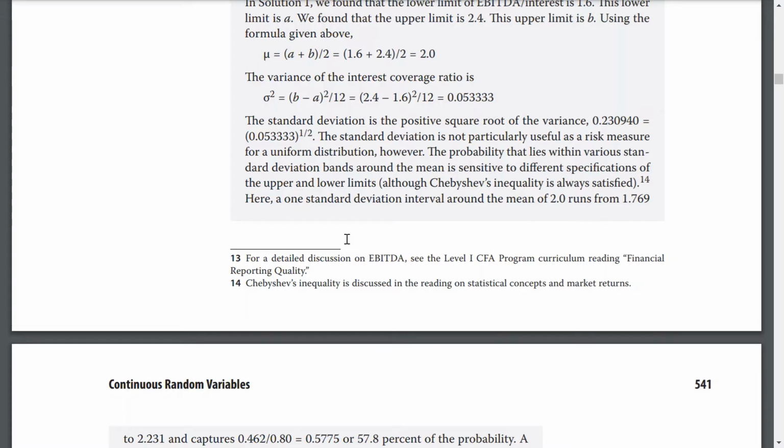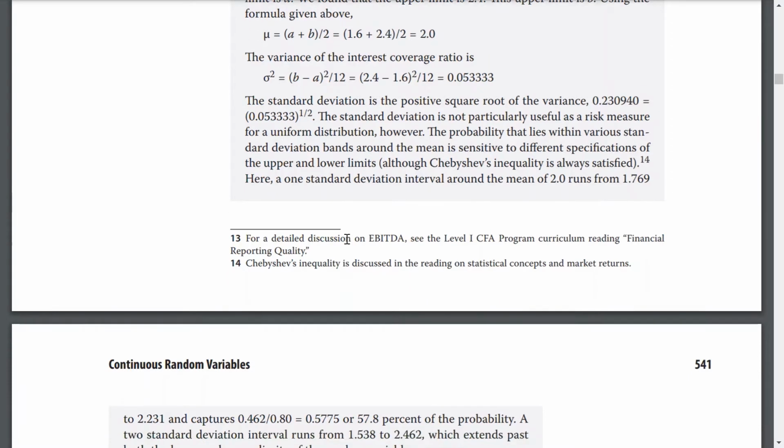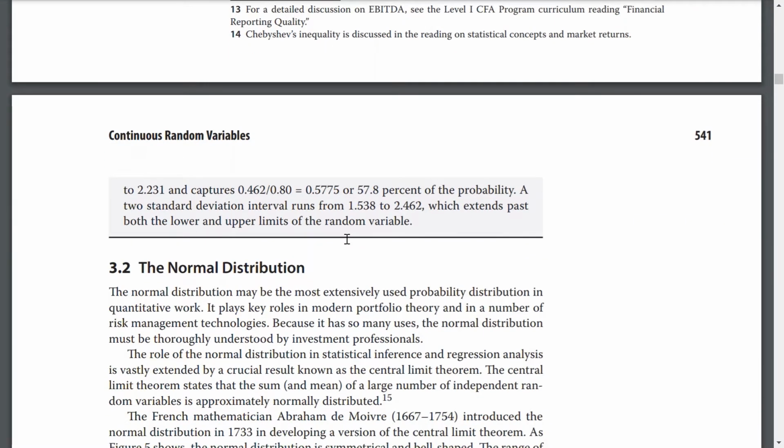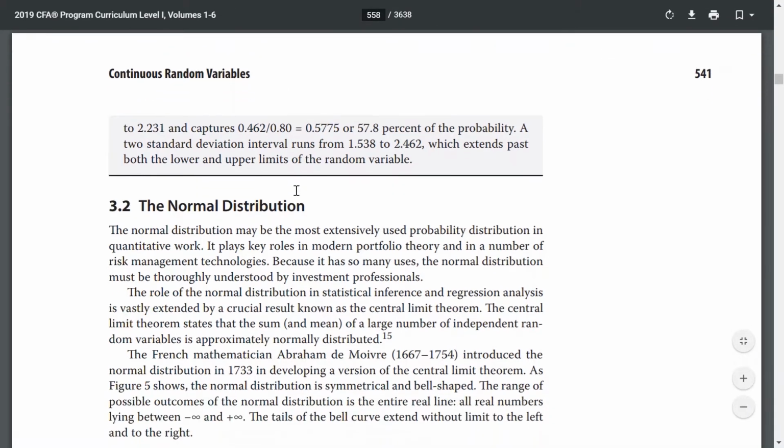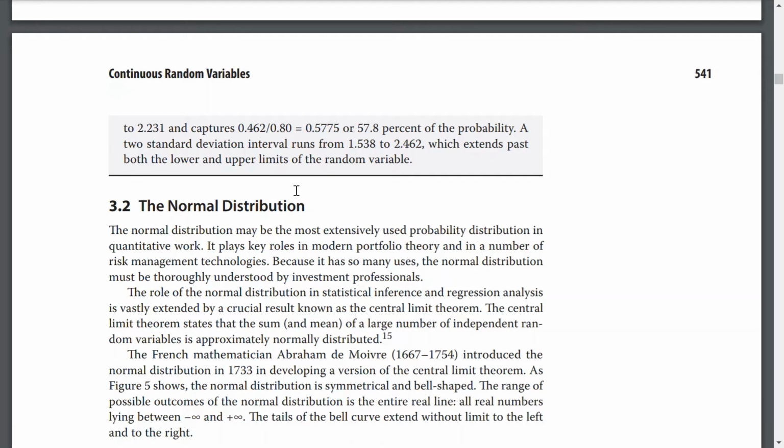The standard deviation is not particularly useful as a risk measure for a uniform distribution. However, the probability that lies within various standard deviation bands around the mean is sensitive to different specifications of the upper and lower limits. Although Chebyshev's inequality is always satisfied, here one standard deviation interval around a mean of 2.0 runs from 1.769 to 2.231 and captures 57.8% of the probability. A 2 standard deviation interval runs from 1.538 to 2.462, which extends past both the lower and upper limits of the random variable.